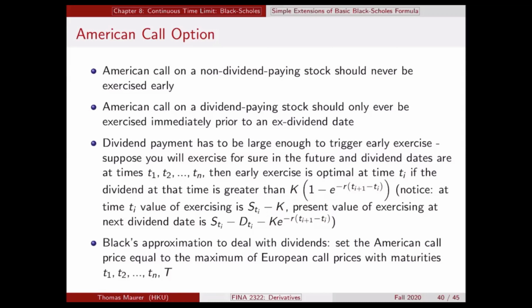Black, so that's the same Fischer Black as in the Black-Scholes formula, says that if you want to compute the value of an American call option, then what you should do is take the Black-Scholes formula, which holds for European call options, and compute these European call options with all these different maturity dates equal to the dates where you have these different dividend payments. And then you just take the maximum out of that. And the way to decide when you exercise early is that rule of thumb of the dividend being larger than the strike price times that adjustment of discounting.